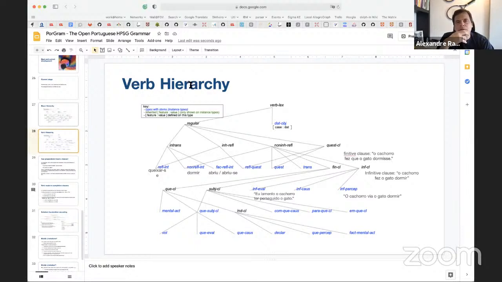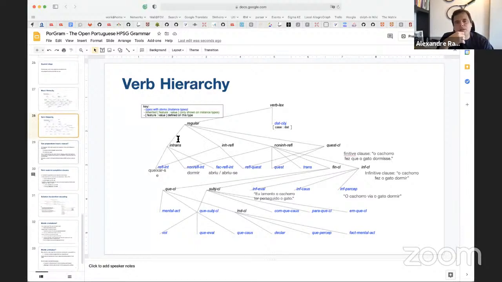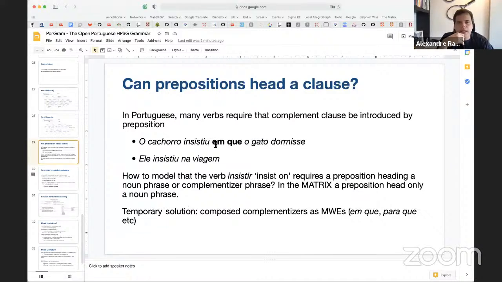This is what I just mentioned. So we have in Portuguese situations like this, em que. So verbs that ask for a clause to be introduced by a preposition. So insistiu em. So we needed this.